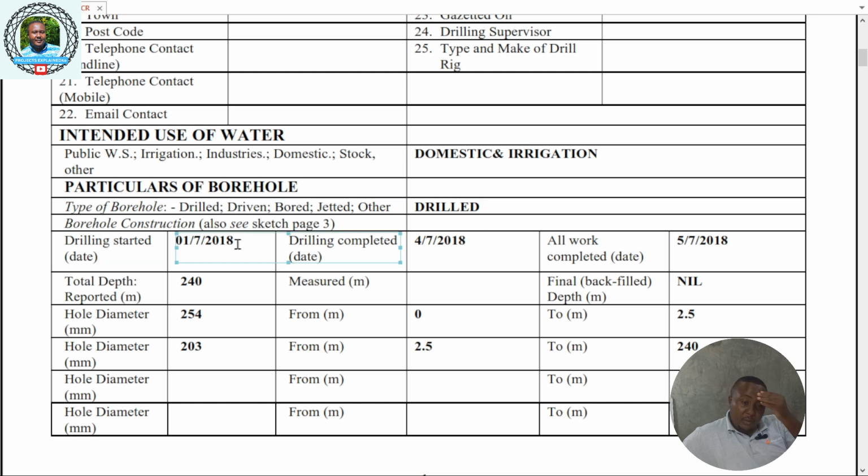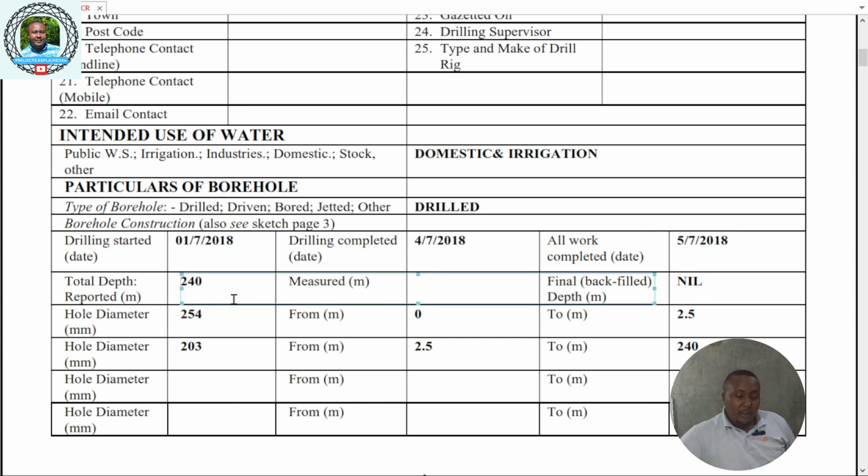Then you go now to the particulars of the actual borehole. Now, type of borehole. Was it drilled, bored, or jetted? So this was a drilled borehole. Then you'll have the borehole construction, and you'll indicate the date. This is now from the driller's log, and you'll get the date that it was started, the date the drilling was completed, and the date they demobilized from the site.